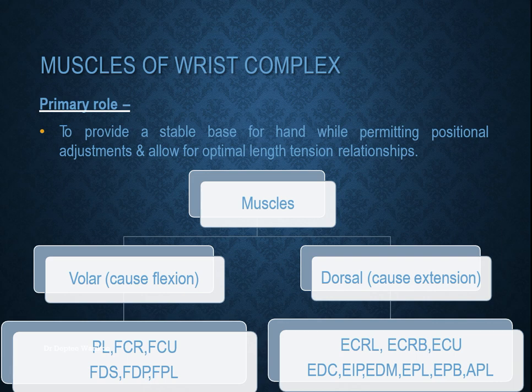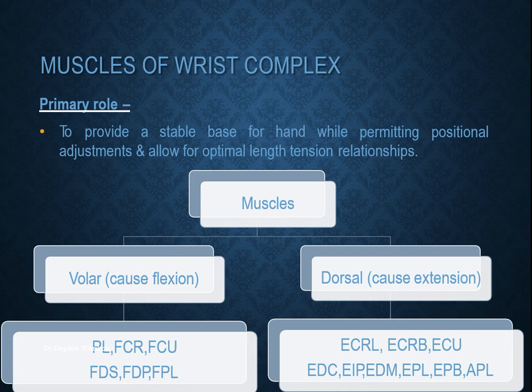So now, what are the muscles of the wrist complex? The primary role of the muscles of the wrist complex is to provide a stable base for the hand while permitting positional adjustments that allow for an optimal length tension relationship in the long finger flexors. So the muscles will be divided into two basic components, the volar muscles and the dorsal. Volar muscles of the wrist mainly cause flexion, and dorsal muscles mainly cause extension.